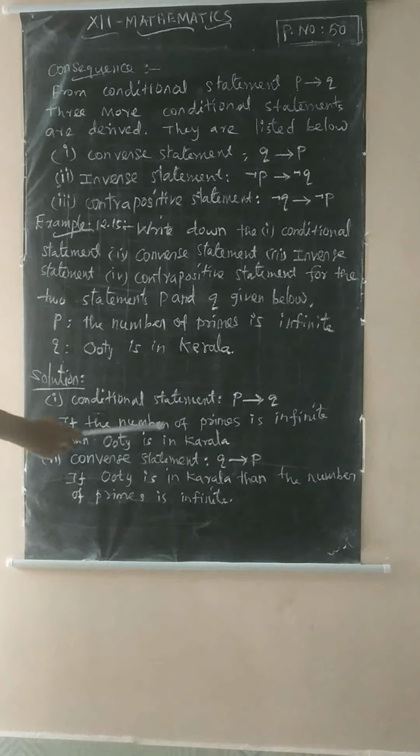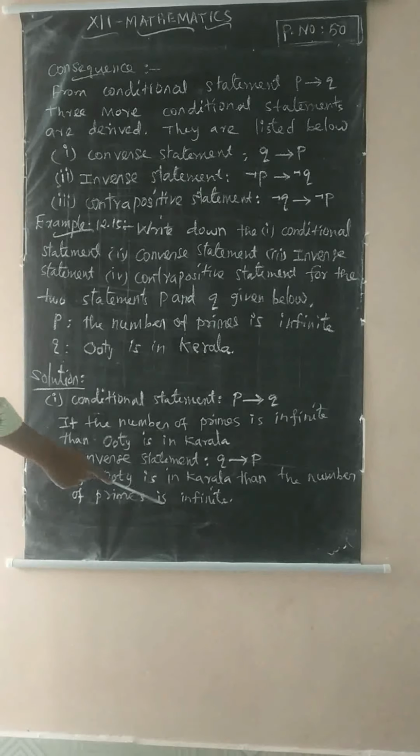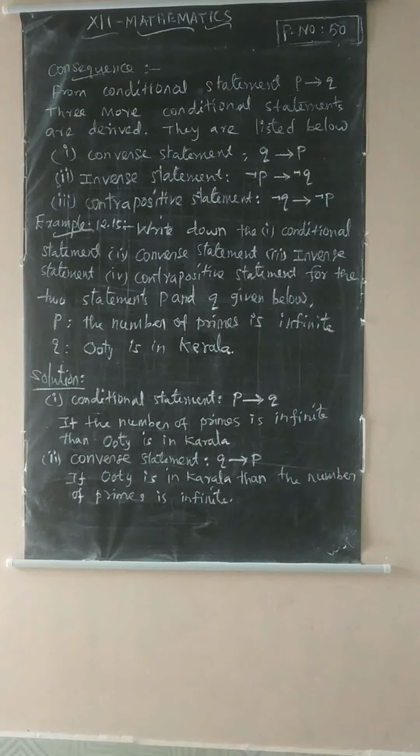Second one is the converse statement. We write the same letters. First we write the Q statement, second write the P statement. Q conditional to P. If Ooty is in Kerala, then the number of primes is infinite. That is the converse statement, students.